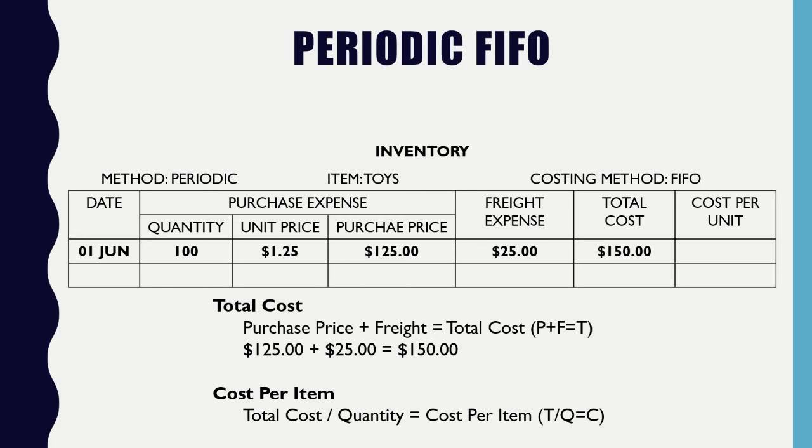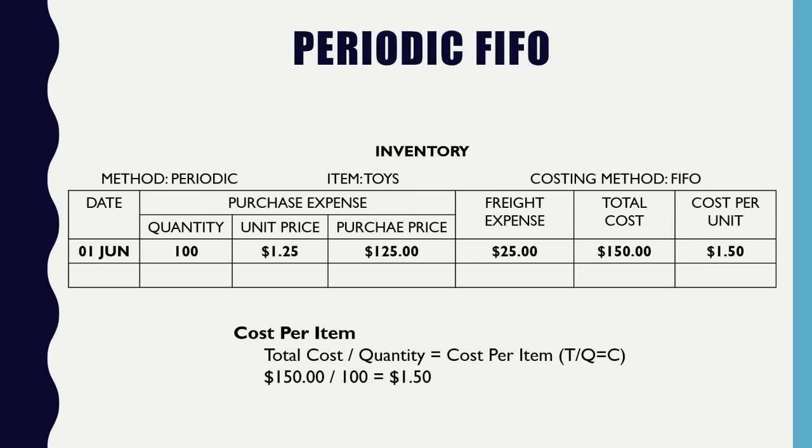Now, this is where I'm going to take a further step. I'm going to calculate the cost per item, which is your 150, your total cost, divided by your total quantity, which is 100 items. So 150 divided by 100, what does that give you? $1.50 apiece. Yes, so you take your total cost divided by your total quantity. So 150 divided by 100 gives you $1.50.